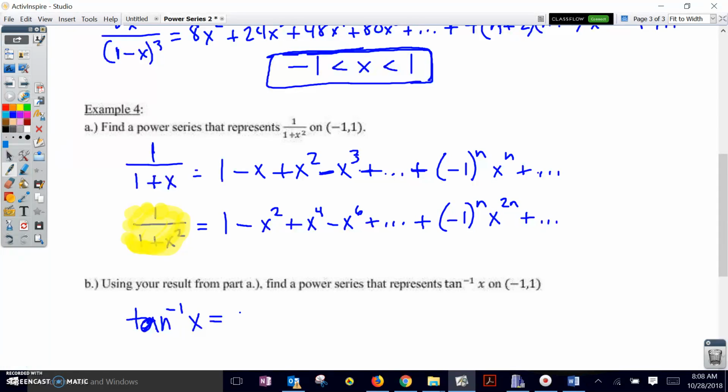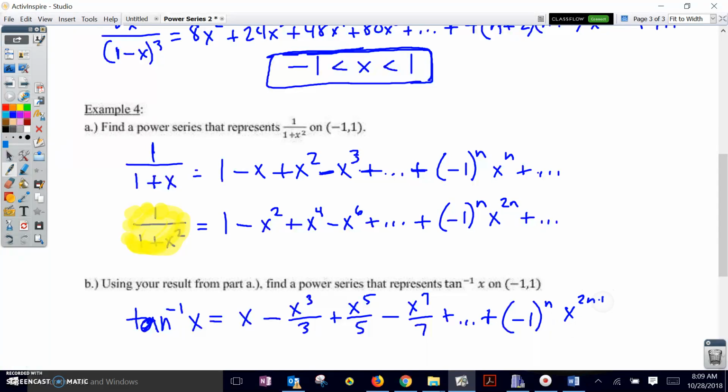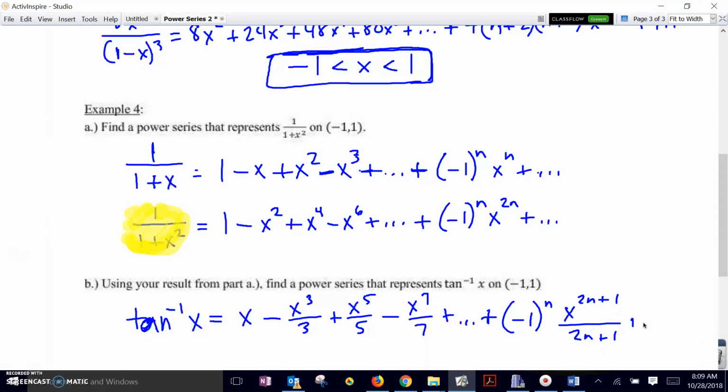So I'm going to take the integral term by term. That gives me x minus x to the third over 3 plus x to the fifth over 5 minus x to the seventh over 7, etc., etc. And -1 to the n, x to the 2n plus 1 over 2n plus 1 as our general term.